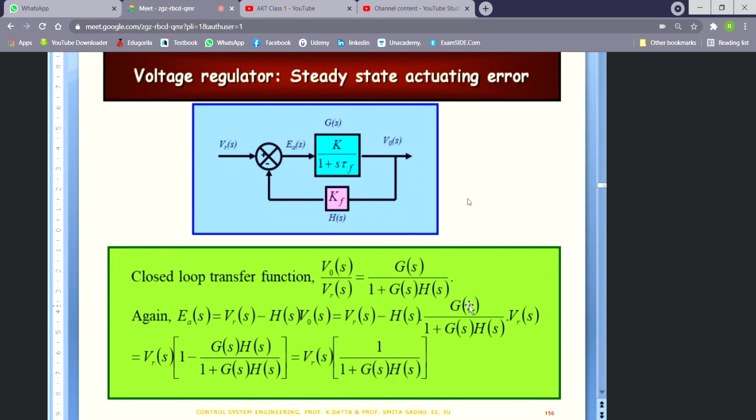So ultimately what we've got is the same thing. Here, taking the terms and taking a common denominator, first of all VR has been taken out as common, and then finally, taking a common denominator, we get that EA(s) is equal to VR(s) by 1 plus G(s)H(s), right? That is the same that we would have got if we had directly gone from the block diagram in one step. So the actuating error here is equal to VR into 1 by 1 plus G(s)H(s).